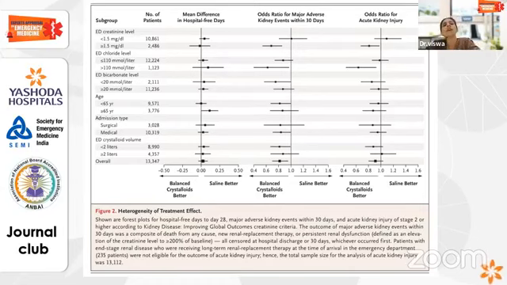Again, coming to the chart, this is a forest plot showing the odds ratio in patients who were administered balanced solution and those administered normal saline. You can see that the AKI or major adverse events are reduced or lesser when administered with balanced solution rather than normal saline.